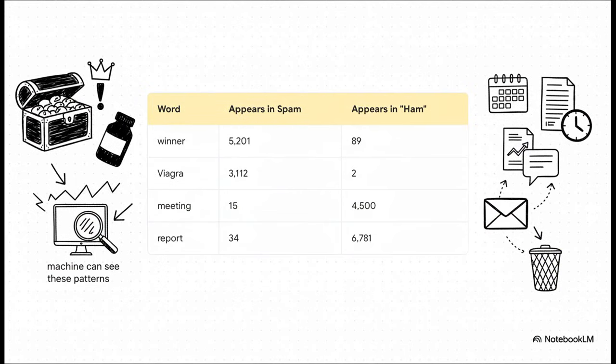And this table just brilliantly shows why that's so powerful. Because once you've counted the words across thousands of spam emails and thousands of normal emails, or ham as it's called, these patterns just leap out at you. Words like winner or Viagra are way more likely to be ingredients in a spam recipe. And words like meeting or report, much more likely to be in a legit one. The machine can now literally see these patterns in the numbers.